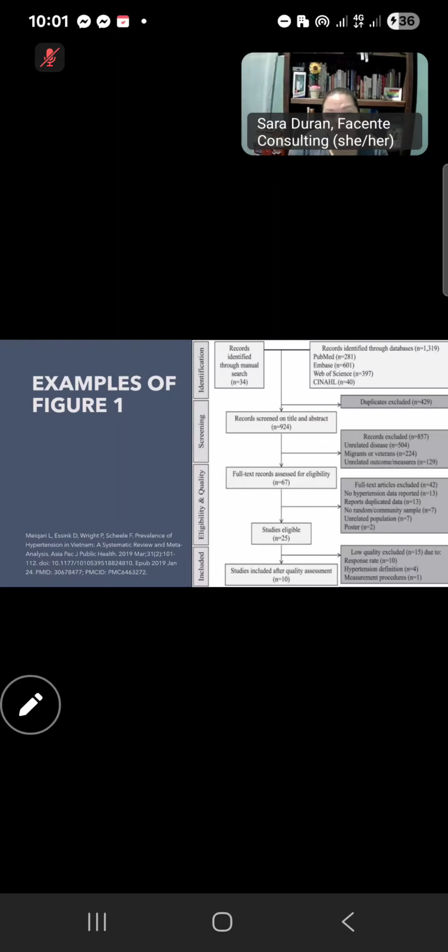Of those, 67 were assessed the full text. And you can see here again that they do give the reasons why those full texts were excluded. There were 42 that were excluded here, which meant that 25 of those studies were eligible. And then these researchers did a quality assessment, and they then decided that 15 of these articles would be excluded because they were considered low quality, which left these 10 studies to be included.